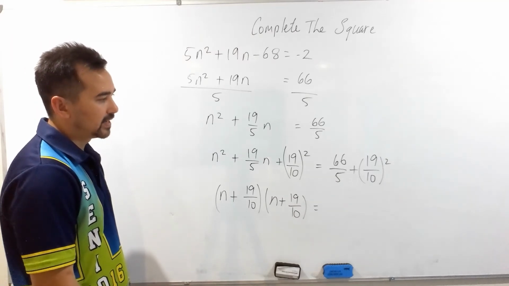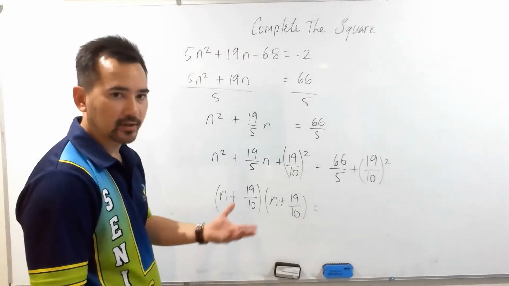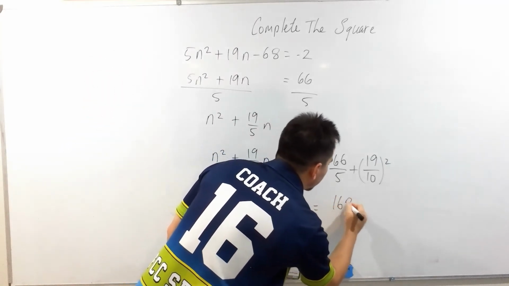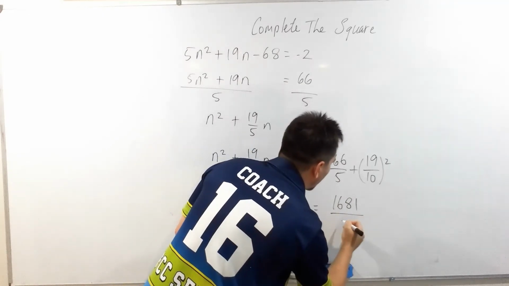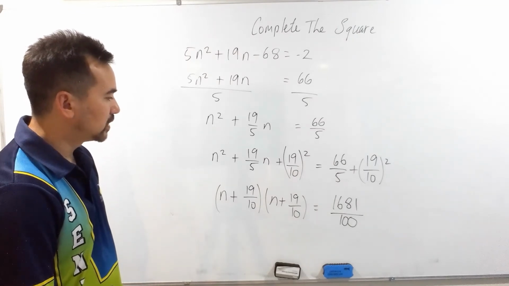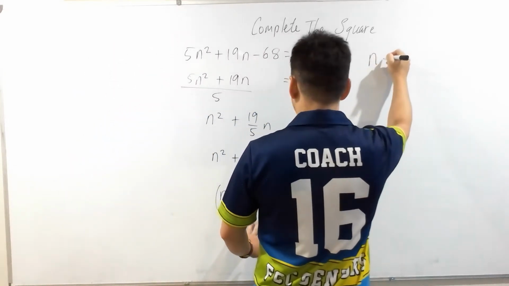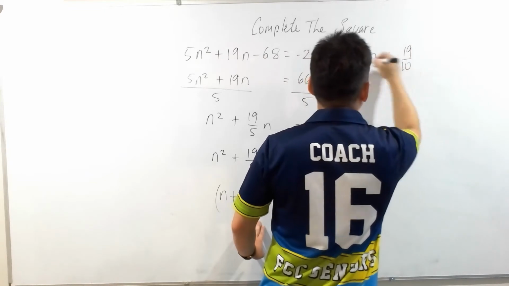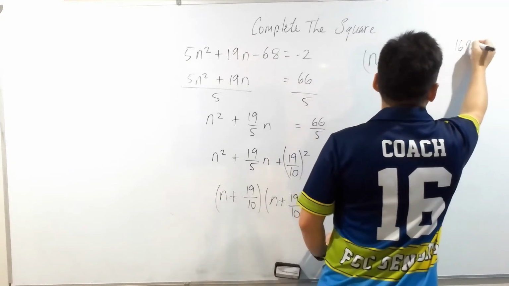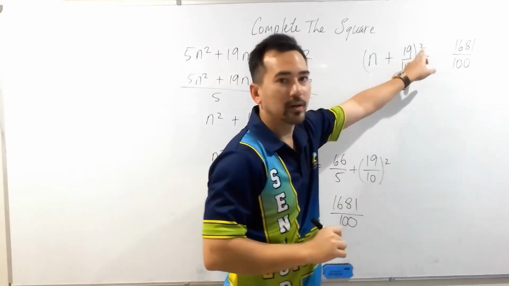Right, now the next bit is to simplify all of this. Now you may want to use a calculator for this bit, just for now anyway, because I want to keep this video short. So this will work out to be 1,681 over 100. Okay. Right. So next bit is to simplify this, and we get n plus 19 on 10 squared is equal to 1681 on 100. Let's get rid of the square by square rooting both sides.